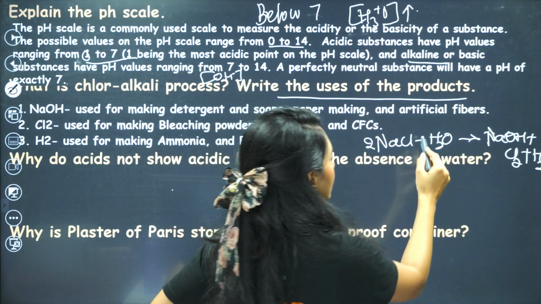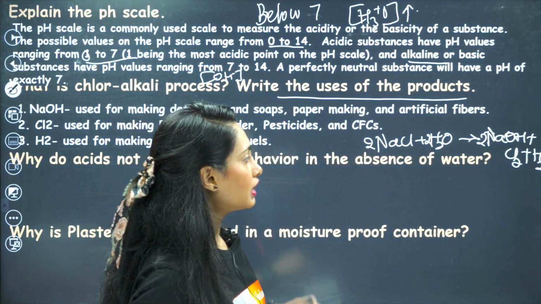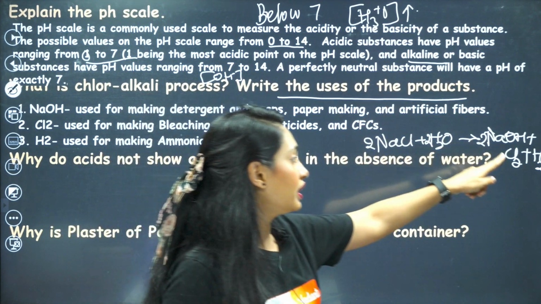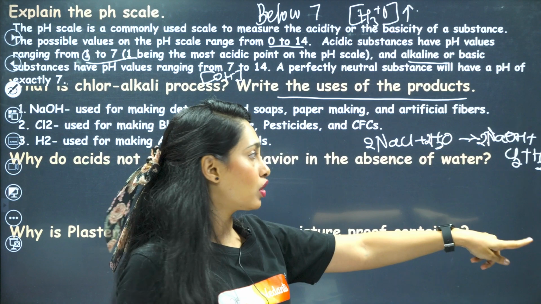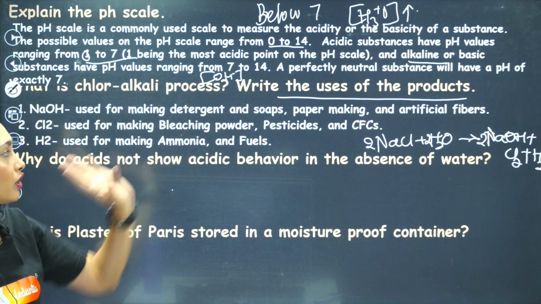I hope this reaction is balanced. So this is the reaction. Brine solution is electrolyzed to give chlorine gas, caustic soda, that is sodium hydroxide, and hydrogen gas. This is the chloralkali process. What are the uses of the products here?